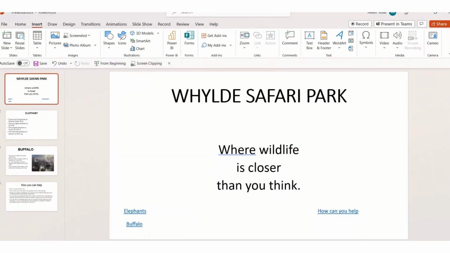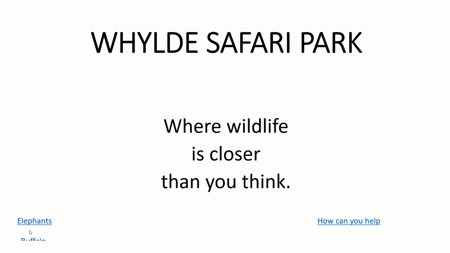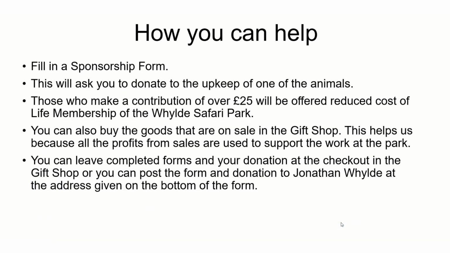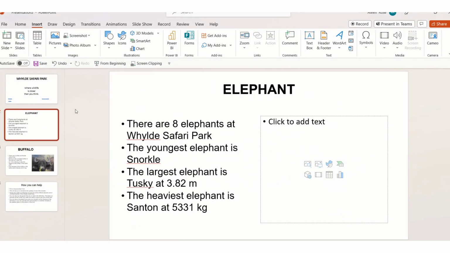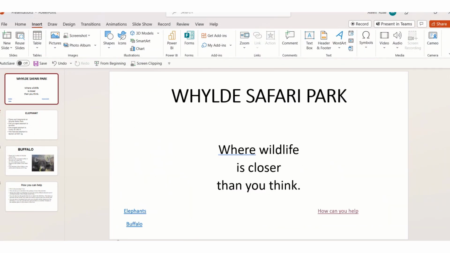Now, see, this is the thing. How can you help? Wait, it is going. How can you help? It will go there. Okay. Now they will ask you to keep a link to the home page. Home page means what? Wildlife safari.